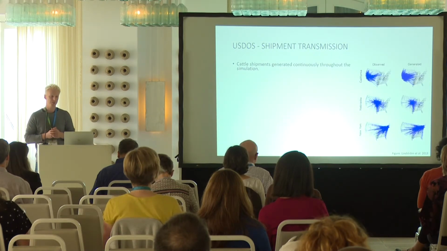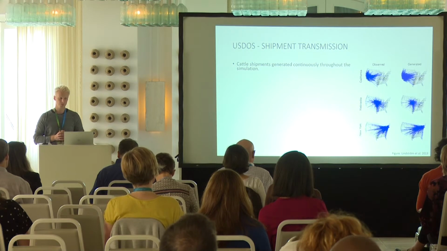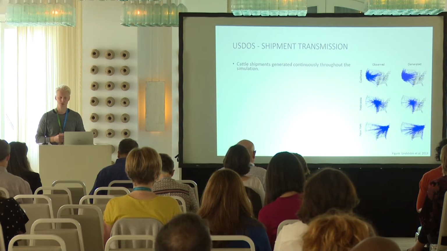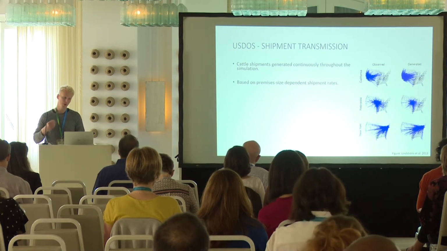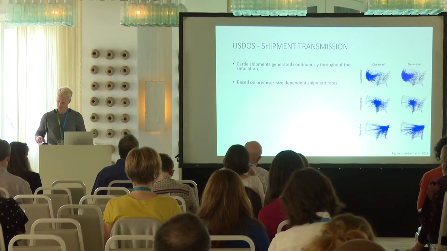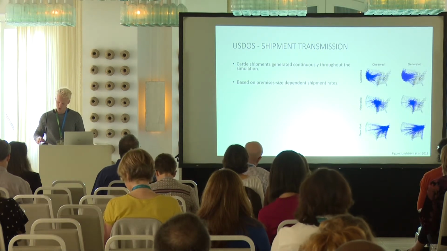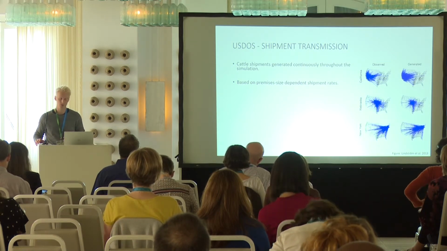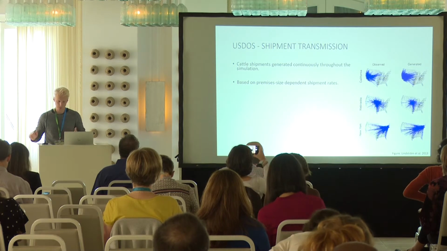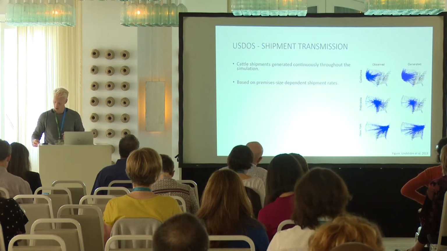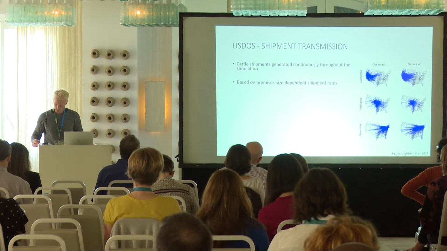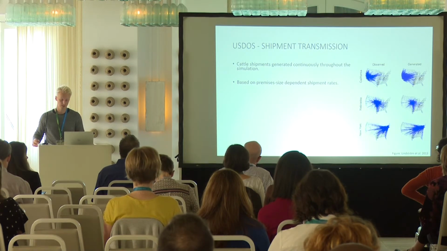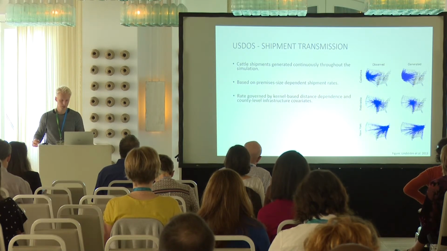We also have this shipment transmission part of the model, and cattle shipments are generated continuously throughout the simulation. It's based on a premises size-dependent shipment rate, which in turn is based on a number of state and county level variables, as well as a distance dependence similar to the local spread kernel. And just as with the local spread, the parameters for this need to be fitted, of course.